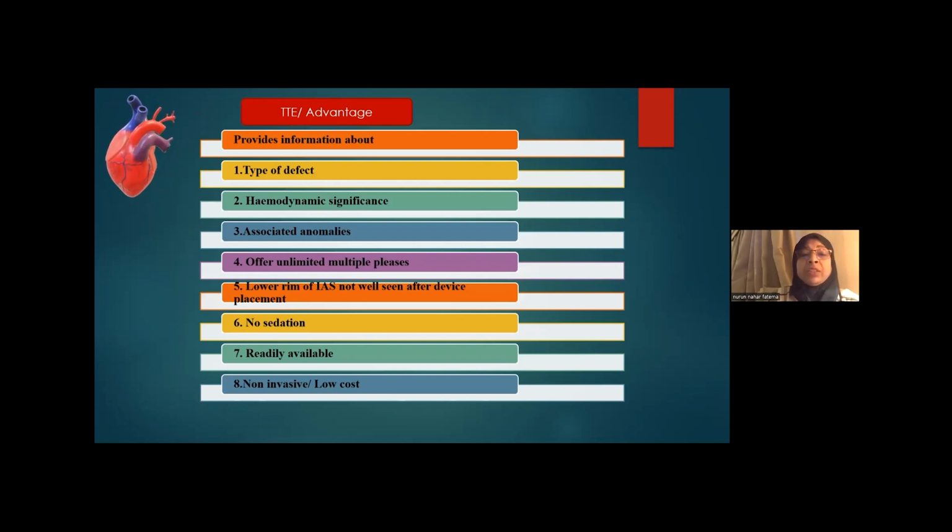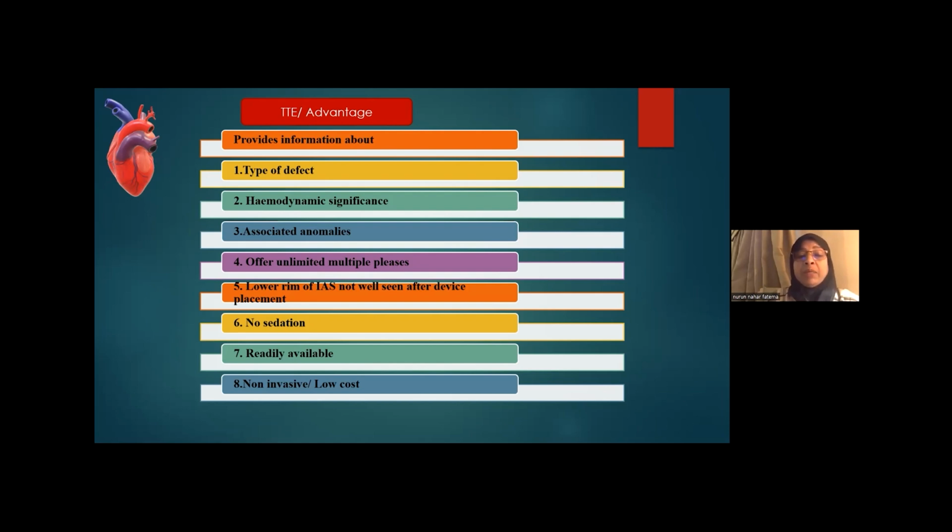Now, transthoracic echocardiography, what are the advantages? It provides information about the type of the defect, hemodynamic significance like the amount of the left to right shunt, and then if there is any associated pulmonary hypertension or not, and other associated abnormalities with this defect like patent ductus arteriosus or ventricular septal defect. It offers unlimited multiple planes, and it can be repeated as many times as possible because there are no radiation hazards in this examination.